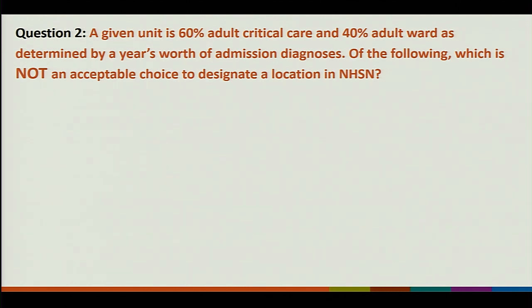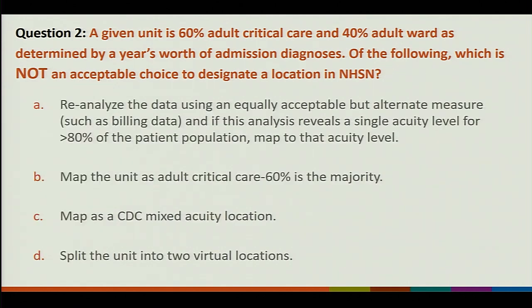All right, moving on to question number 2. A given unit has 60% adult critical care and 40% adult ward patients as determined by a year's worth of admission diagnosis data. Of the following, which is not an acceptable choice to designate a location in NHSN? So here are your four choices. Option A: reanalyze the data using an equally acceptable but alternate measure, such as billing data, and if this analysis reveals a single acuity level for greater than 80% of the patient population, map to that acuity level. Option B is map the acuity as adult critical care because 60% is the majority.